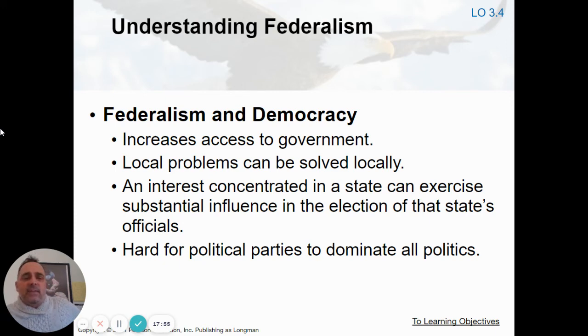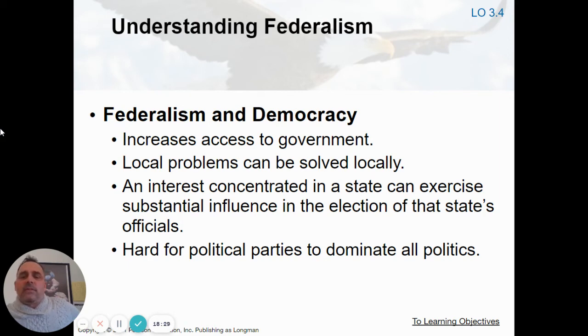And individual states have the same issue, right? If we are a state where a large part of our economy is based on something such as dairy farming, we can make sure that has an influence in the federal government when it comes time to decide how much money the federal government is going to spend. An interest concentrated in the state can exercise substantial influence in the election of that state's officials. So if you are seeing government officials in your state not dealing with the issues that you're concerned about, you can address that in your state election.